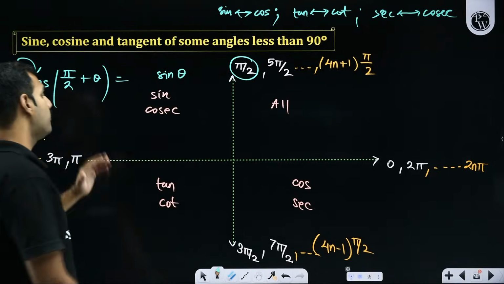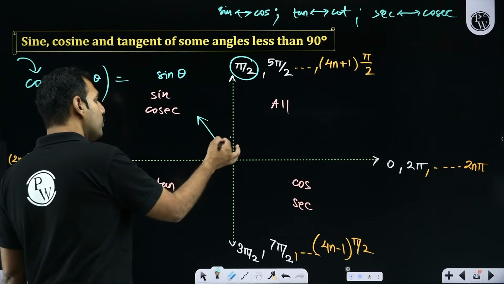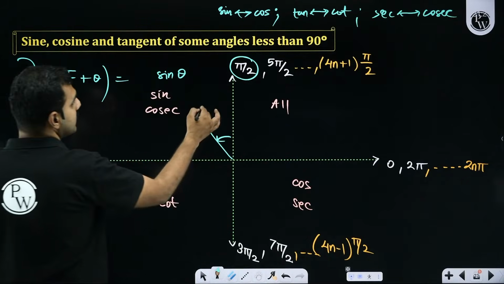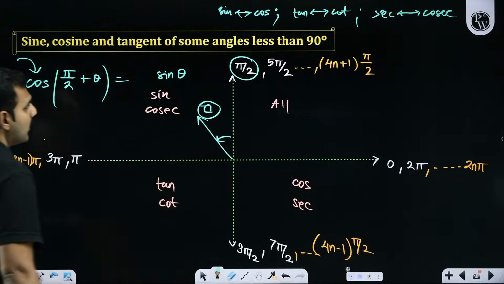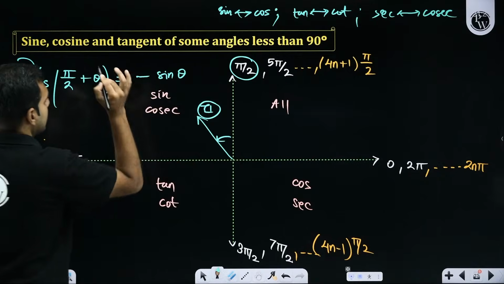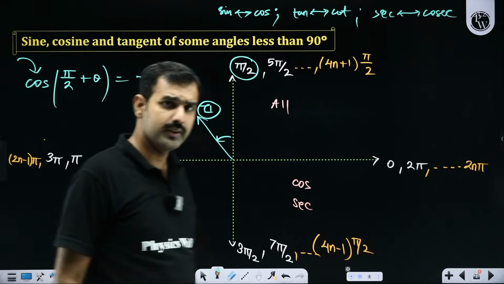But what about the sign, positive or negative? Okay, π/2 + θ. π/2 + θ will push you in which quadrant? It will push me in the second quadrant. What happens in the second quadrant? Sine and cosec are positive. So cos is negative. Everybody got it?